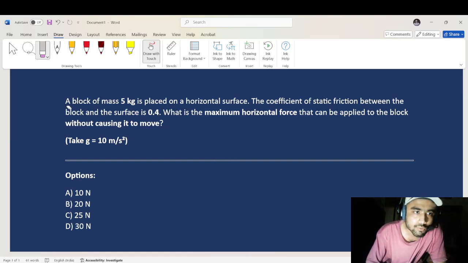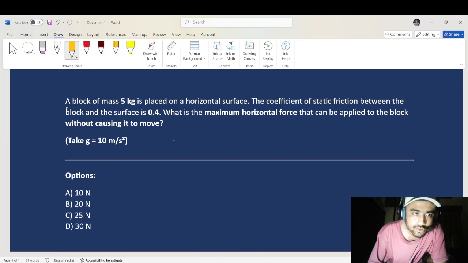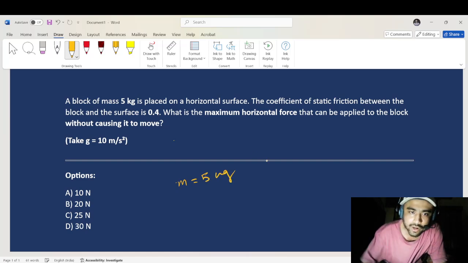So what it is saying, okay, sorry, I forgot to choose the pen. Yes. So what it is saying? It is saying a block of mass 5 kg is placed on a horizontal surface. Okay. So we have the first information, which is the mass of the block, which is 5 kg. Okay, fine. Now it is saying it is placed on a horizontal surface.